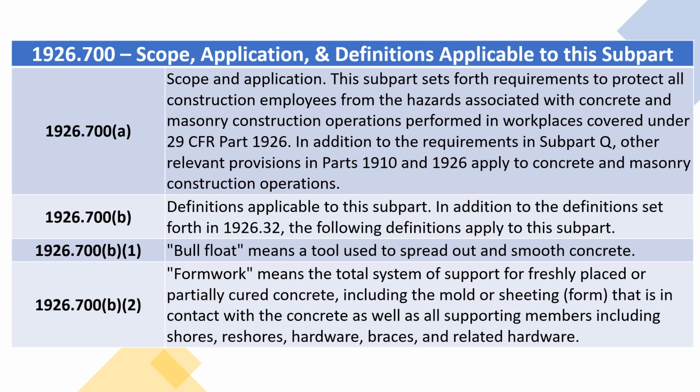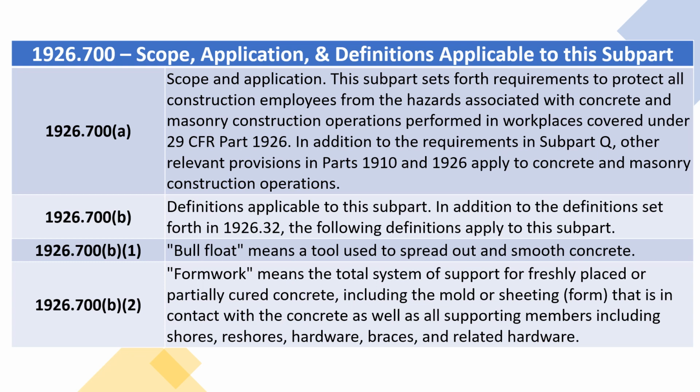1926.700(b), Definitions applicable to this subpart. In addition to the definitions set forth in 1926.32, the following definitions apply to this subpart. 1926.700(b)(1), Bull float means a tool used to spread out and smooth concrete.